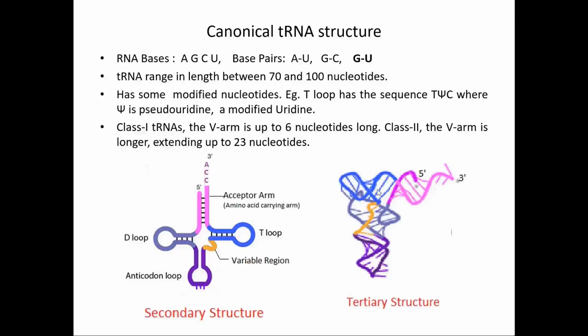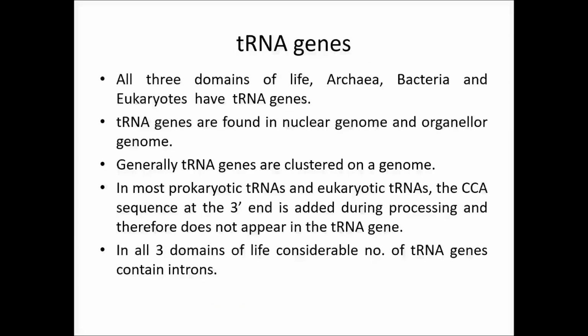This is the tertiary structure of tRNA. It is an inverted L-shaped structure. Based on the length of this variable region, tRNAs can be classified into class 1 and class 2. Coming to tRNA genes, genomes of all 3 domains of life carry tRNA genes. tRNA genes are found in the nuclear genome as well as the organellar genome. Generally, tRNA genes are found clustered on a genome, but many a time they are also seen scattered.